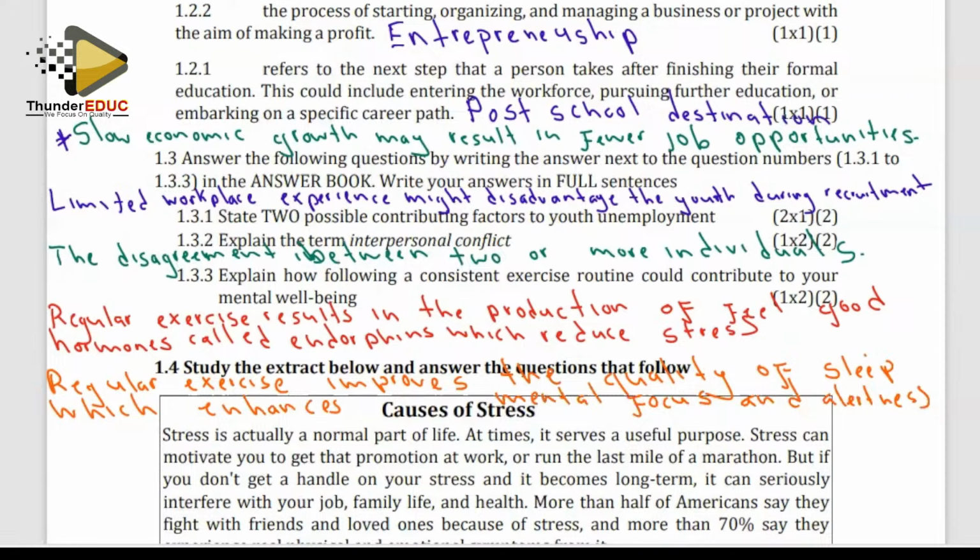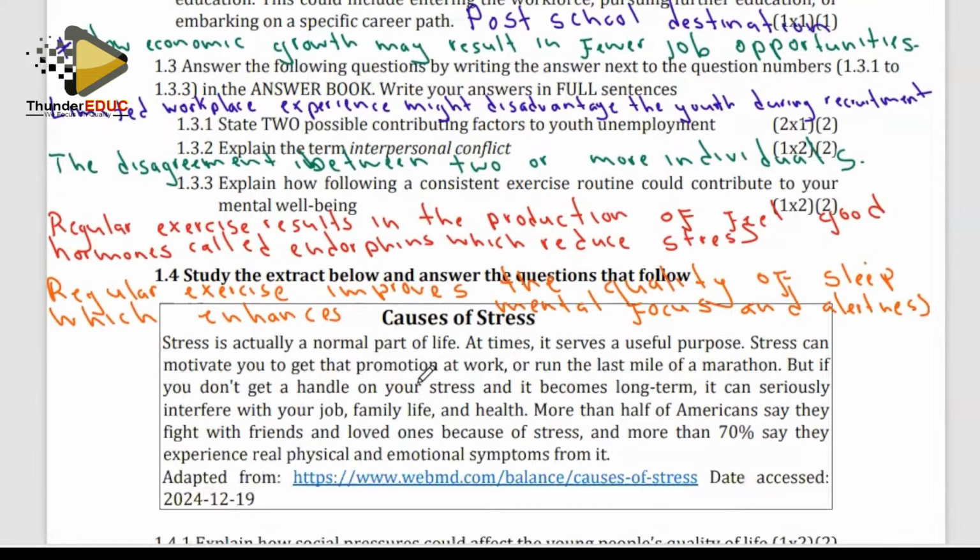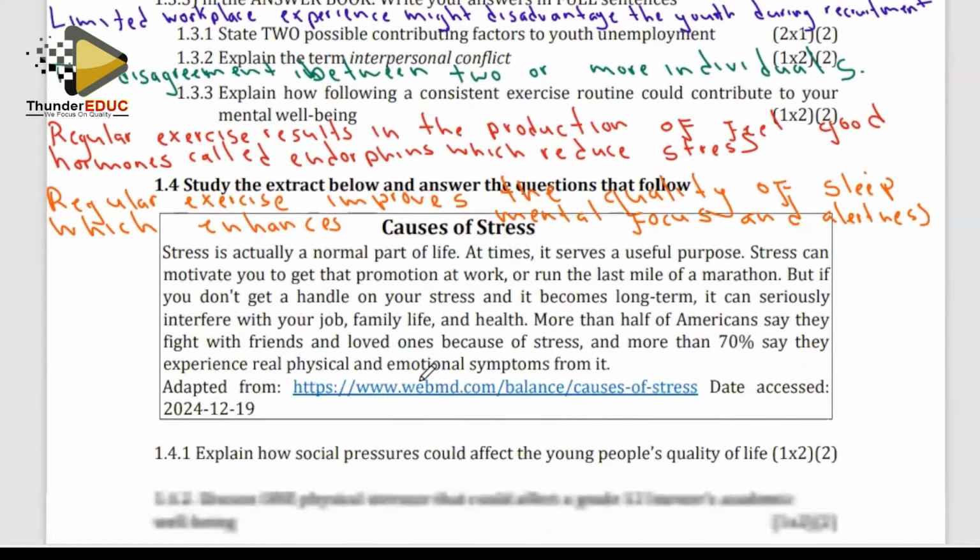So I'll just do a recap here. It results in the production of feel-good hormones called endorphins, which reduce stress. Then in addition to that, it also improves the quality of sleep, which enhances mental focus and awareness.